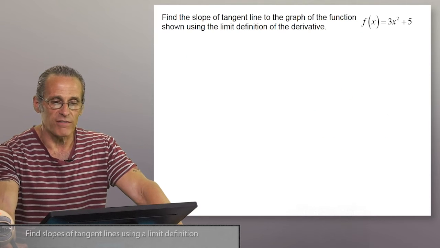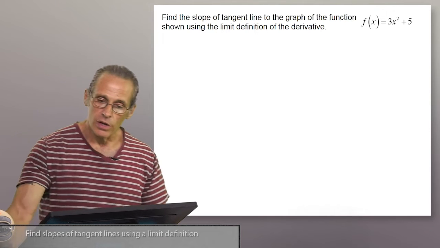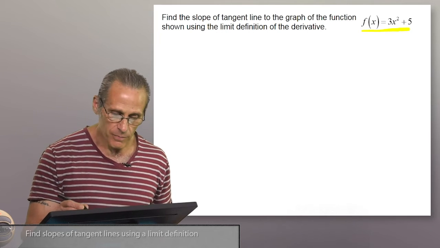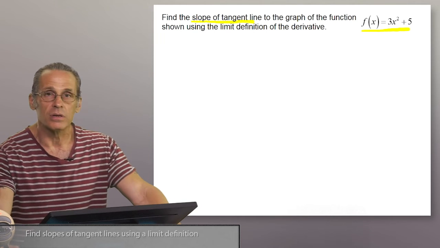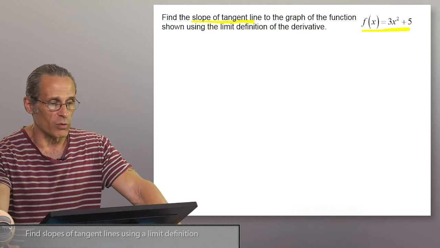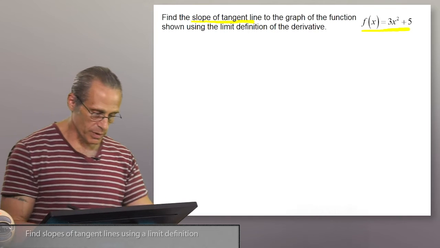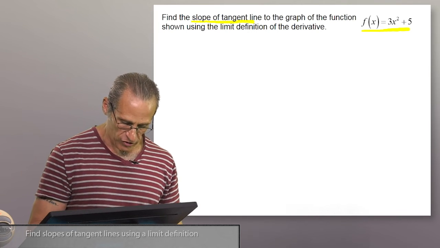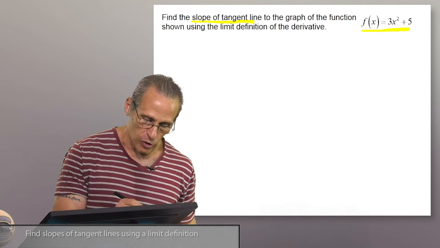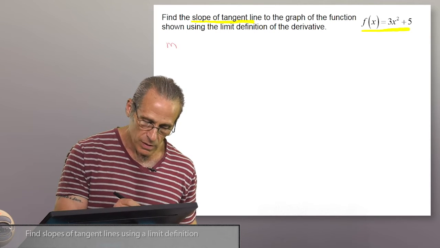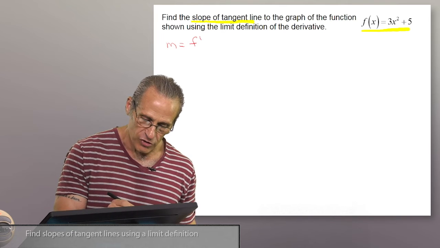The function we give you is f of x is equal to 3x squared plus 5. And I want to find the slope of the tangent line to the graph of the function, or at least a function that will create those slopes for any input. And that's what the derivative is. It's that function itself. So the first thing I do is I say that the slope of the tangent line is going to be the derivative of the function.